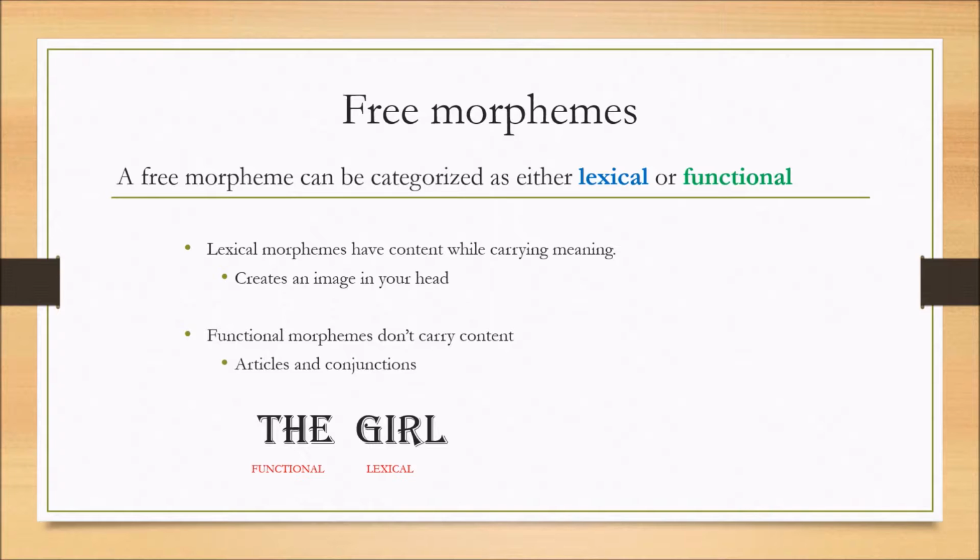Functional morphemes don't carry content. They're more articles and conjunctions. For example, the girl. The would be a functional morpheme, and girl would be a lexical morpheme. Keep in mind that they are both free morphemes and can stand alone.